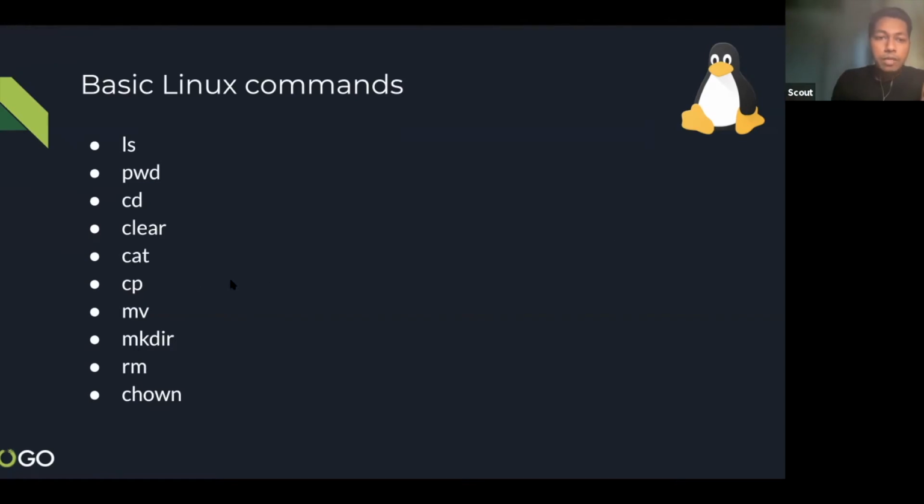cp is very simple: copy. mv is for moving a file. mkdir is for making a directory. rm is not for renaming, it is for removing. And chown is for changing ownership. So all of you probably know these commands. Fine, great.